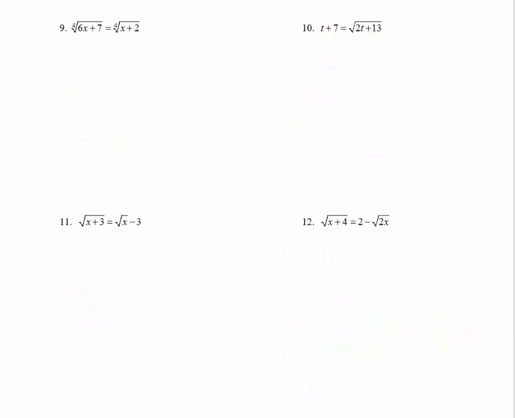Number 9, we have the fourth root of 6x plus 7 equaling the fourth root of x plus 2. The index is a 4. We have two radicals, but they are on opposite sides of the equal sign, so we need to raise both sides to a power that equals the index. Since the index is a 4, I'll raise both sides to the fourth power.